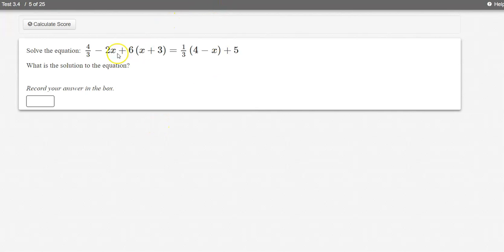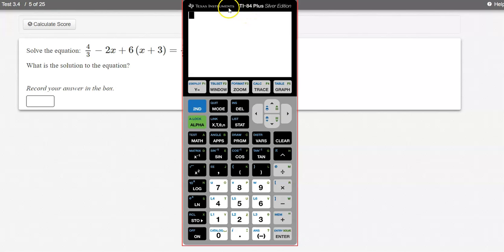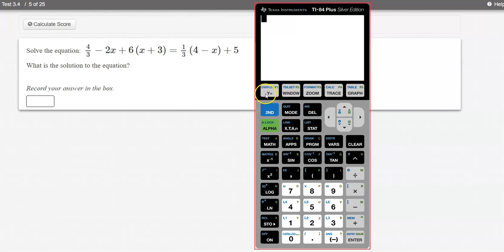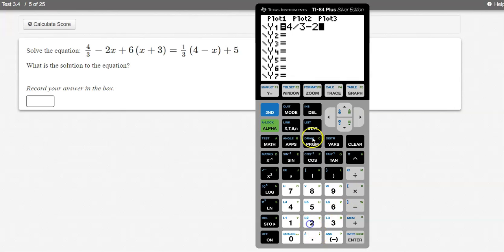To solve this equation, you could do it manually, which would take a while, or you could use the calculator. Now, for this particular test, you didn't have your Desmos, which would have made this super easy. So instead, you can type this equation into your Texas Instruments calculator by putting the left side in y1 and the right side in y2. So 4 divided by 3 is the same as 4/3, so I'm going to put that. Minus 2, x is right next to alpha, plus 6, open parentheses, x plus 3, close parentheses.